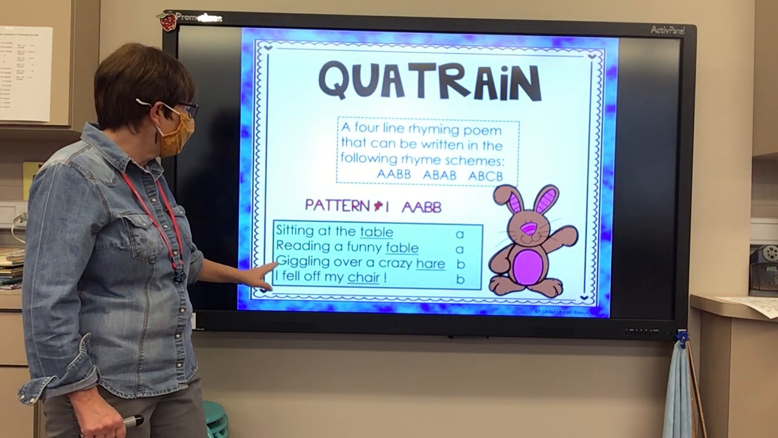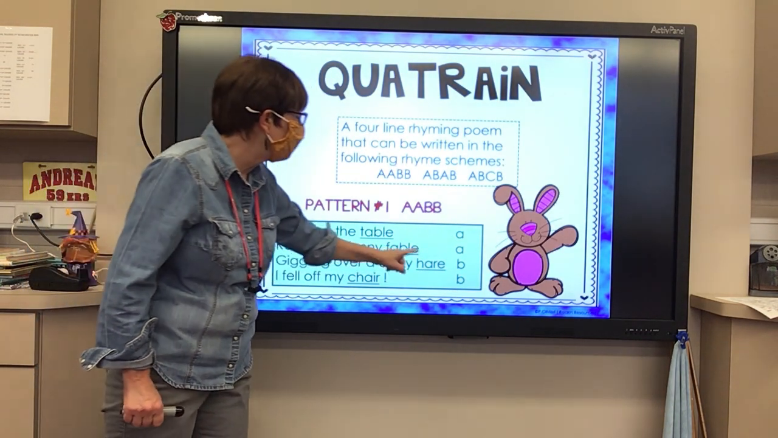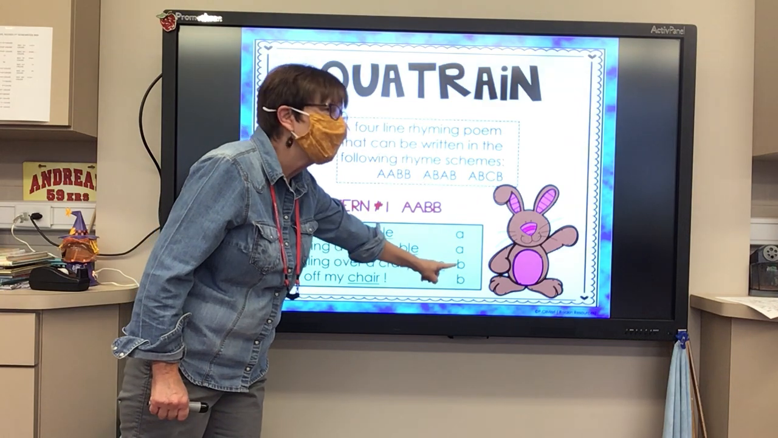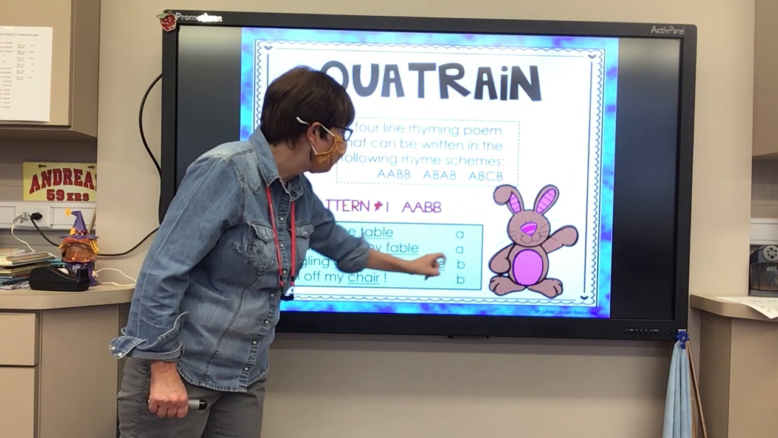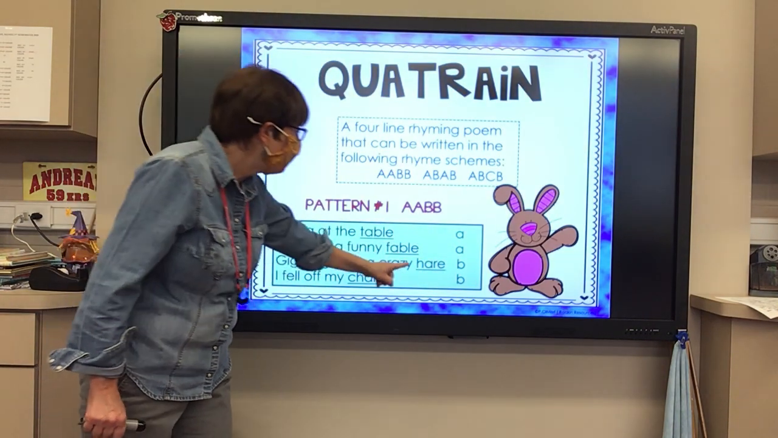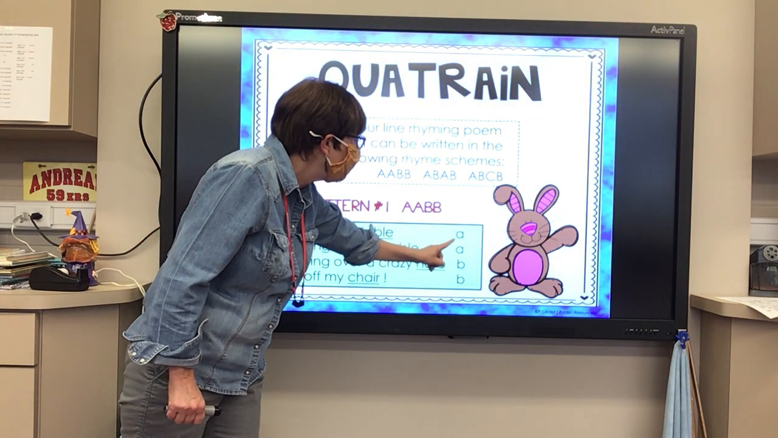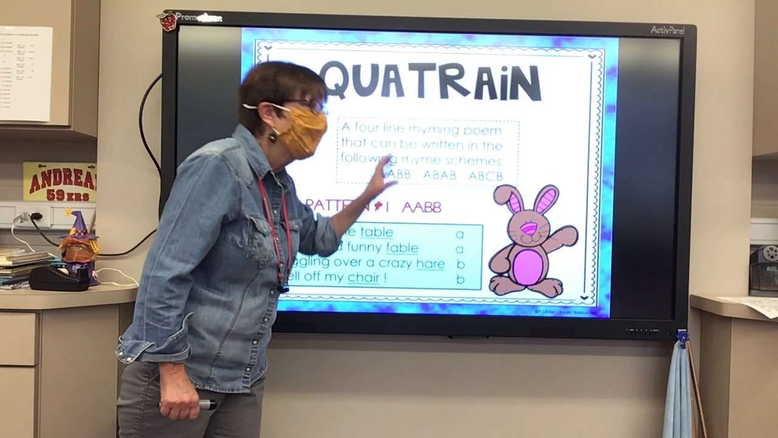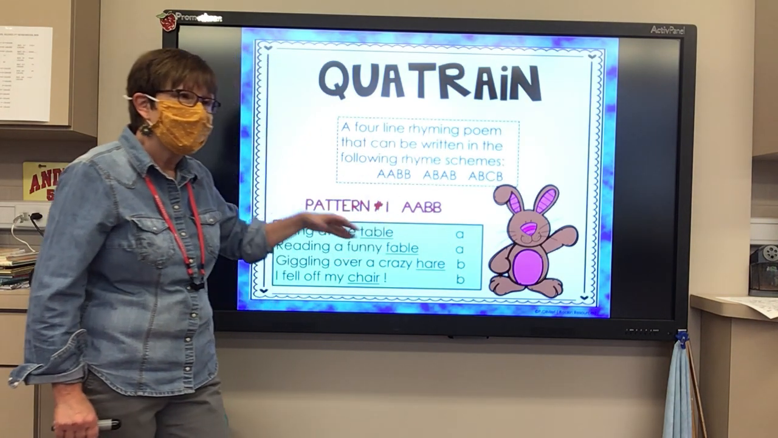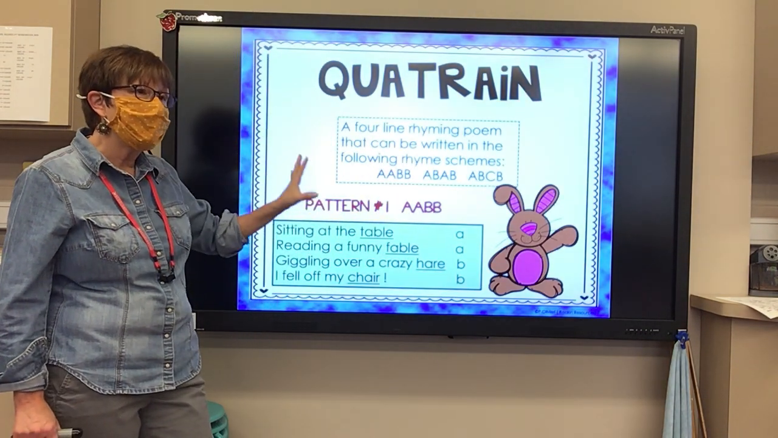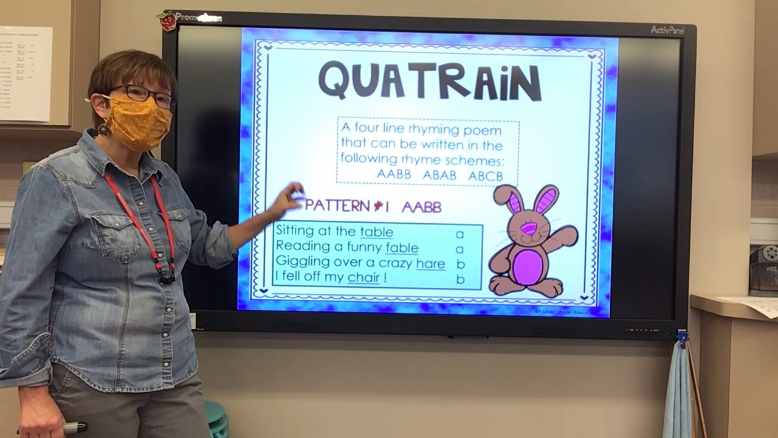Then we go and we look, giggling over a crazy hare. Hare would be line B. We would call that a B. Hare and chair rhyme. So we have got a BB. AABB is the rhyme scheme that we have for this particular pattern.